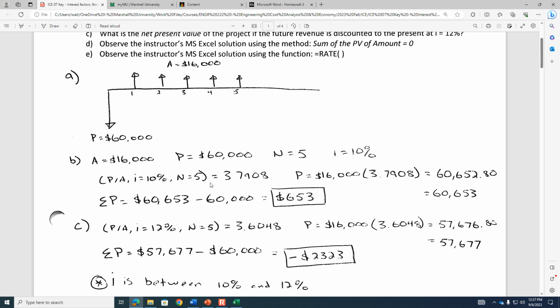On part B, we're finding the present value equivalent of the annual series at 10% interest with n equals 5. So you go to the factor table, find 3.7908, and you can see that the $16,000, which repeats every year, has a present equivalence of $60,653, and then you combine that with the outflow of $60,000, so the net present value is $653 if the future values are being discounted at 10%. But if you discount them at 12%, then the net present value is negative.